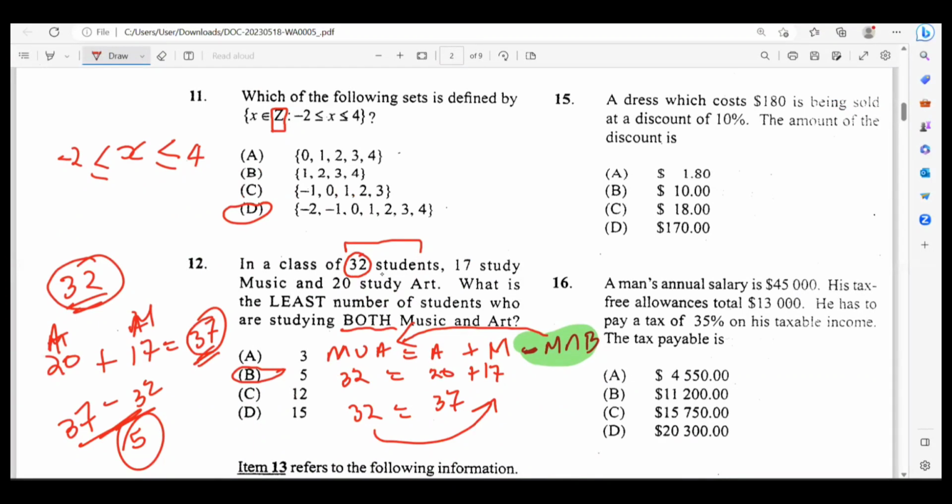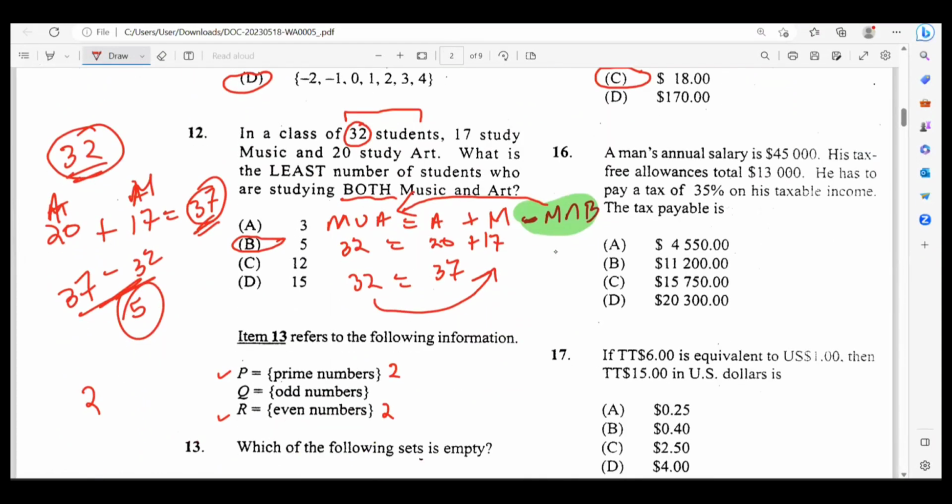A dress costs $180. We have seen this question more than one time now. A dress costs $180 and is being sold at a discount of 10%. The amount of the discount is, we're talking about the discount. As I say to you, if you want to know 10% of anything, drop a zero off. So the discount is $18 without working. Let me go again. 10% is simply to drop the zero off from the back all the time, right? So you don't have to work it out, because if you do, you're gonna end up the same thing.